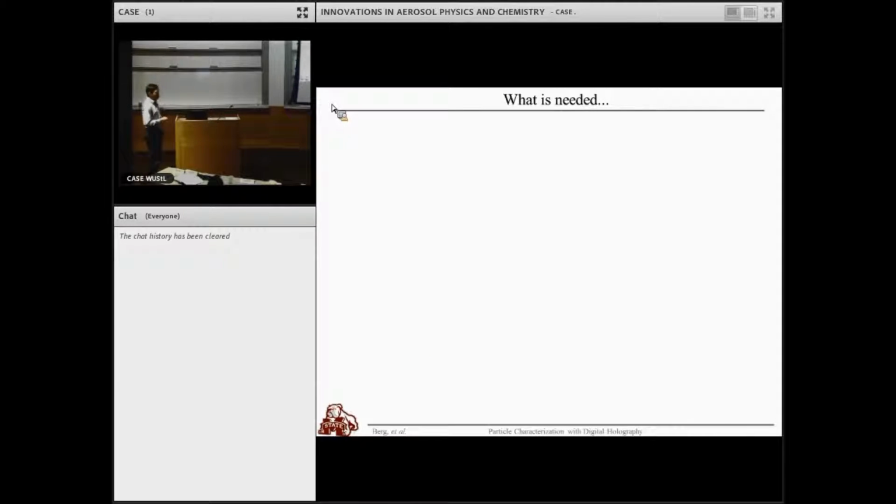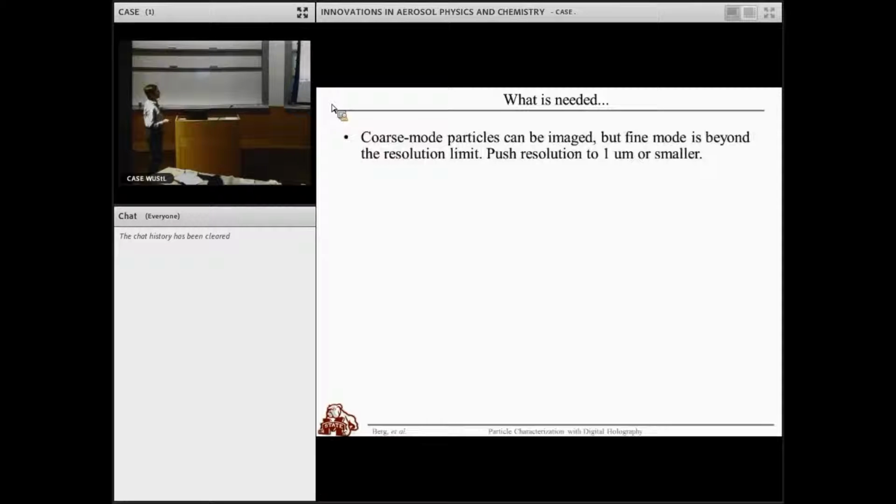So what is needed in the context of this workshop? Well, coarse mode particles are important in their own right, but we would also like to apply this to the fine mode, which at the moment is not possible due to the resolution limits of essentially the hardware and the diffraction limit. So we would like to push this resolution to 1 micron or smaller, but that will probably require some improvements in the hardware before that can be realized.